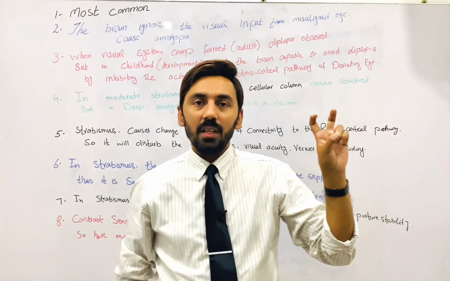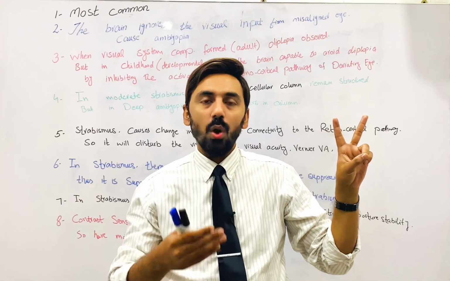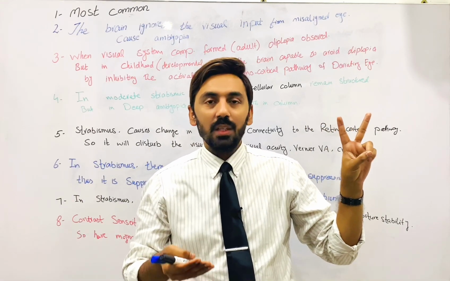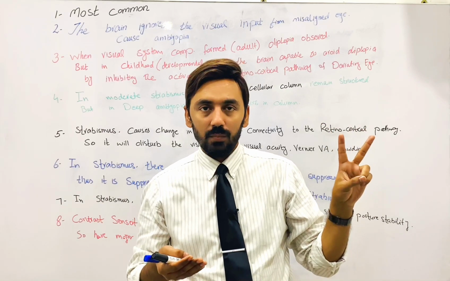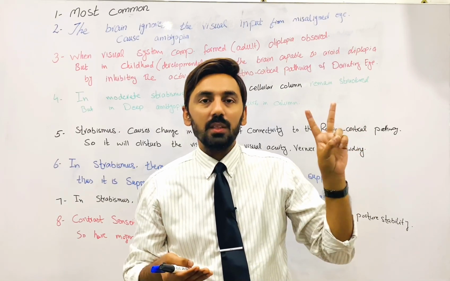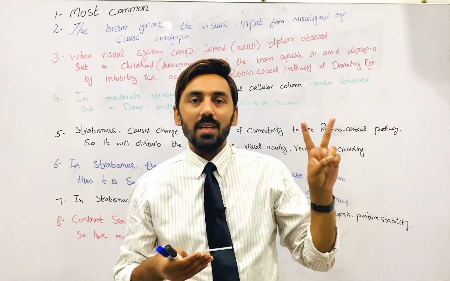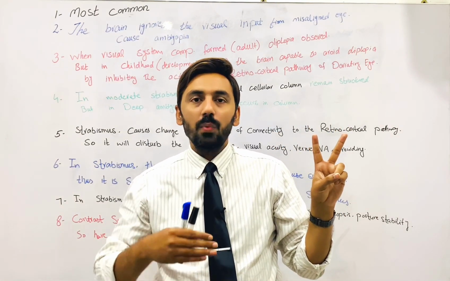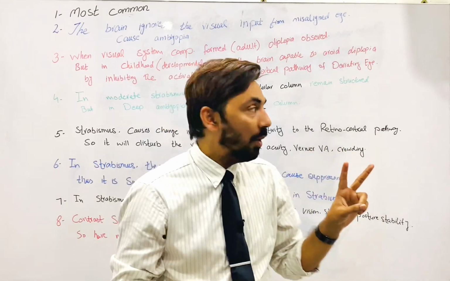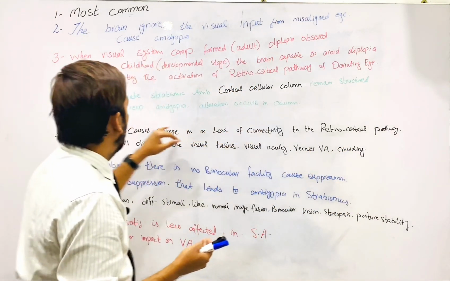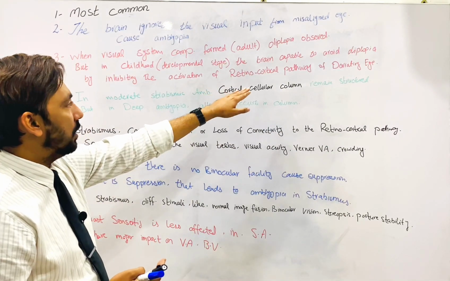But the patient in the developing stage, whose visual system is not completed yet, will not observe any diplopia. Remember, this is an important point. The patient in the developing stage will not face any diplopia, his brain will prevent diplopia, his brain will overcome the diplopia. And how? By inhibiting the activation of the retinocortical pathway.